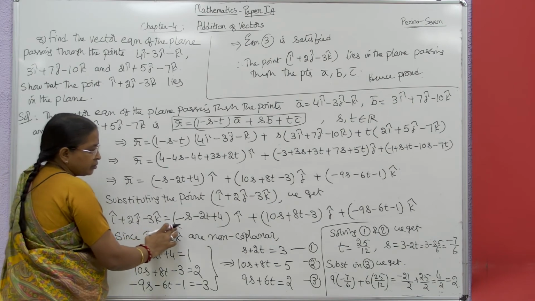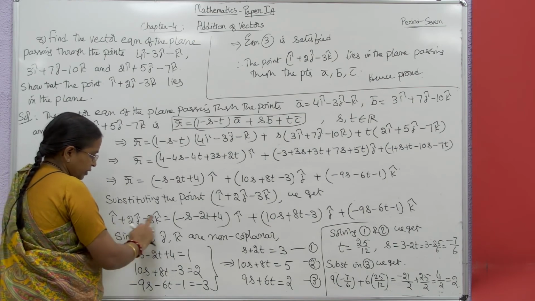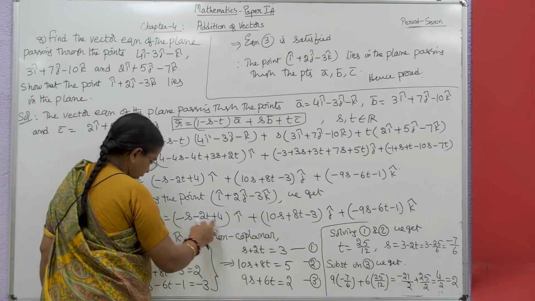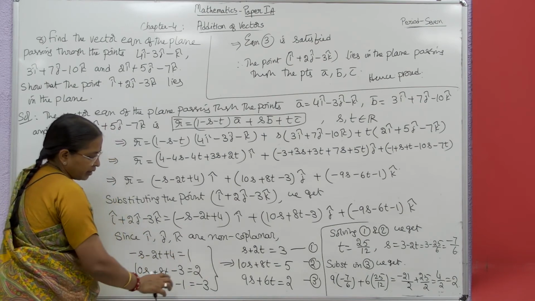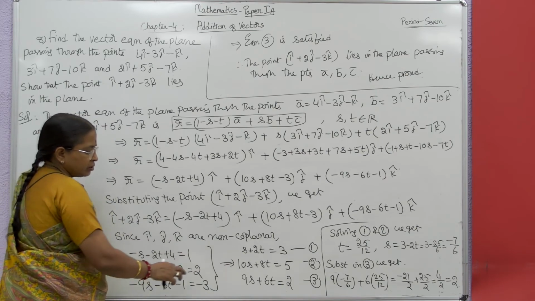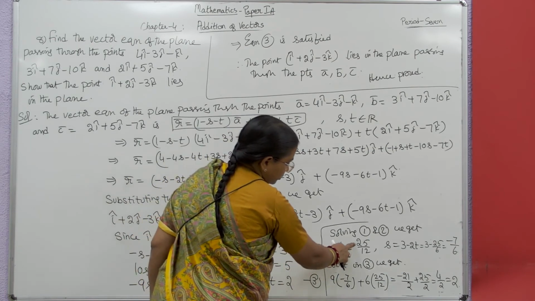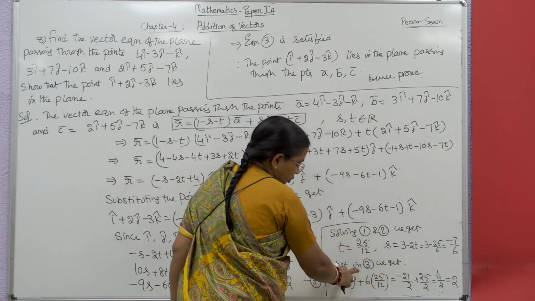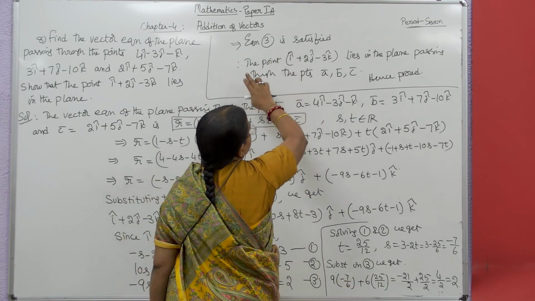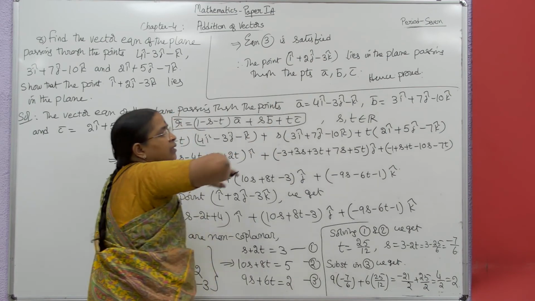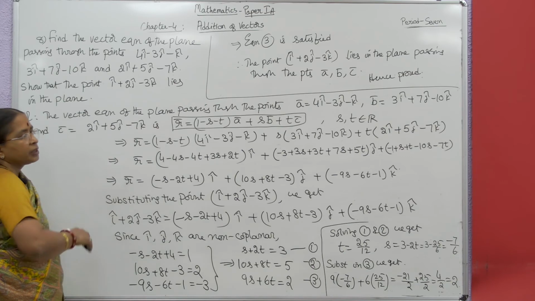of R. So when you substitute, because they are non-coplanar, equate the coefficients of I and then J and then K. You will get the equations like this. So simplify constants and then you have the 3 equations. Now solve any 2 equations. So first 2 I solved and I got the values of S and T like this. When you substitute in the third equation, it is satisfied. So since the equation 3 is satisfied, the point lies in the plane passing through the points A, B, C. So all the 4 points are coplanar.